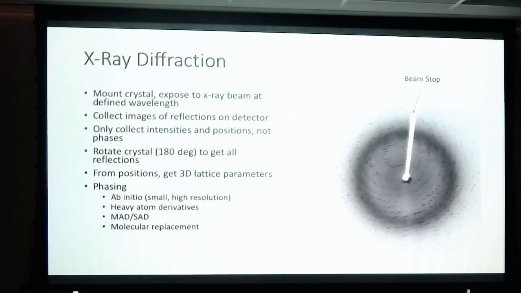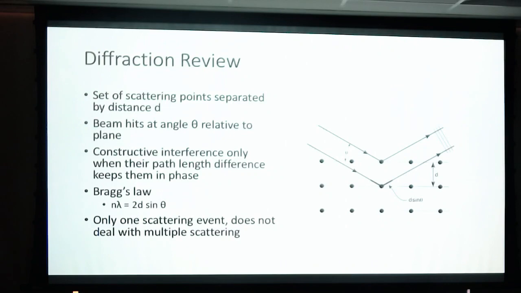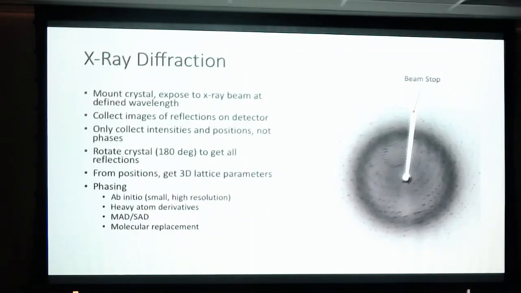But one important thing is when you collect a diffraction experiment, you're only collecting the intensities of the reflections. All of these points, when they get reflected, have an amplitude and a phase, but you can't collect the phase of the electron, you can only collect the amplitude. You actually collect the intensity, which is amplitude squared, but you then have to play some tricks in order to get the actual phases of all of these spots.